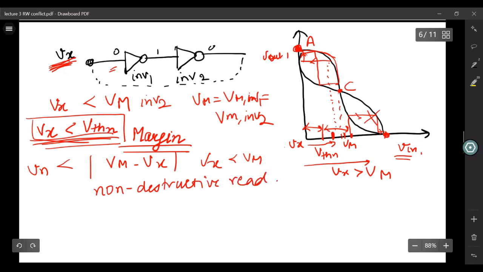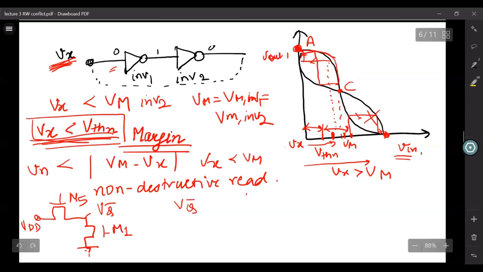Now, how do they ensure it? As we saw, this is ground, this is M1, and this is M5, this is your VDD, and this is your node VQ bar. The voltage of this node VQ bar depends upon the pull strength of this M1, which is defined by the W by L ratio of 1, to the strength of this M5, which is W by L of 5. This ratio is a very important ratio, which is called the cell ratio, CR.